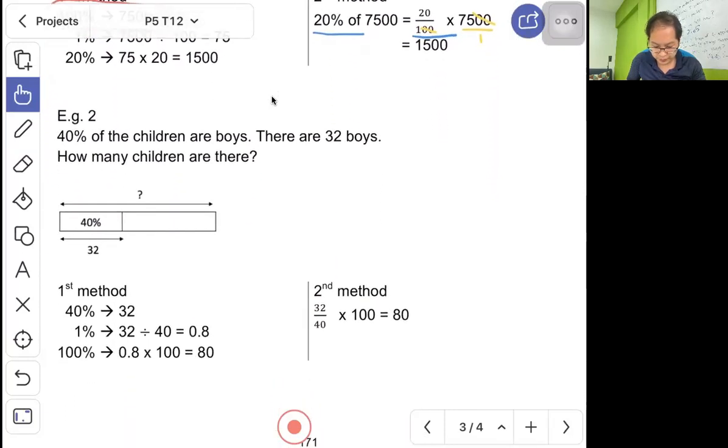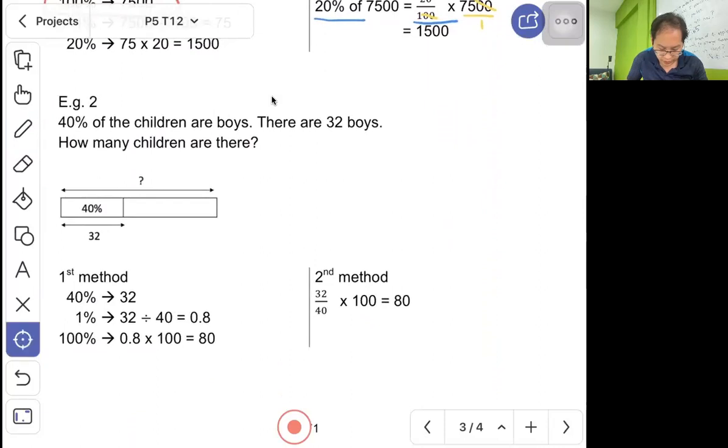Example 2, 40% of the children are boys. There are 32 boys. How many children are there? So this is the model. They asked to find all the children, which is 100%, and 40% of the children is the boys, that is 32.